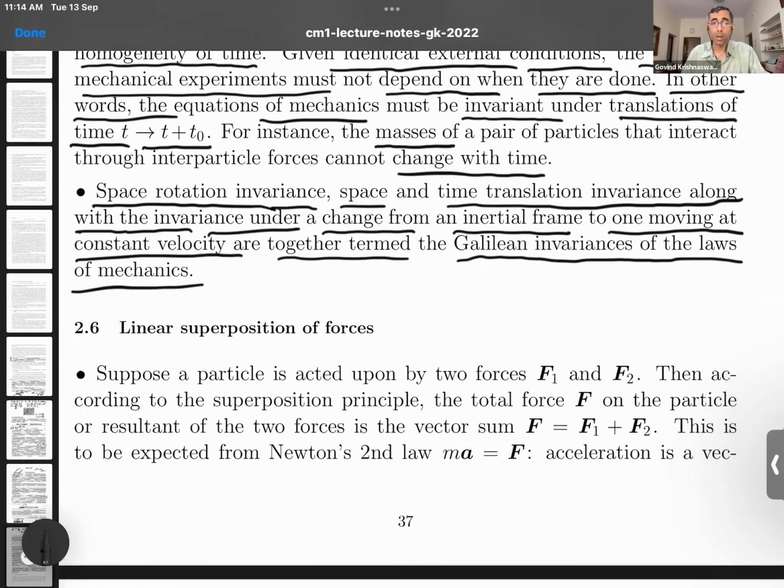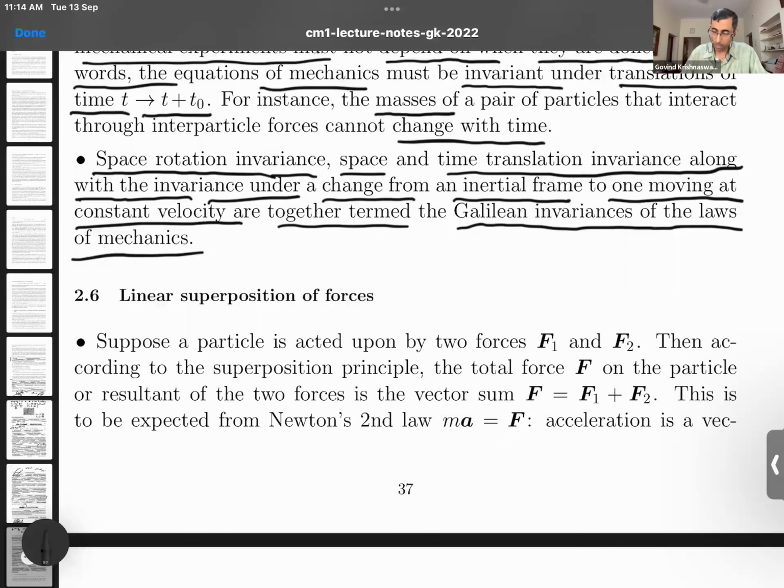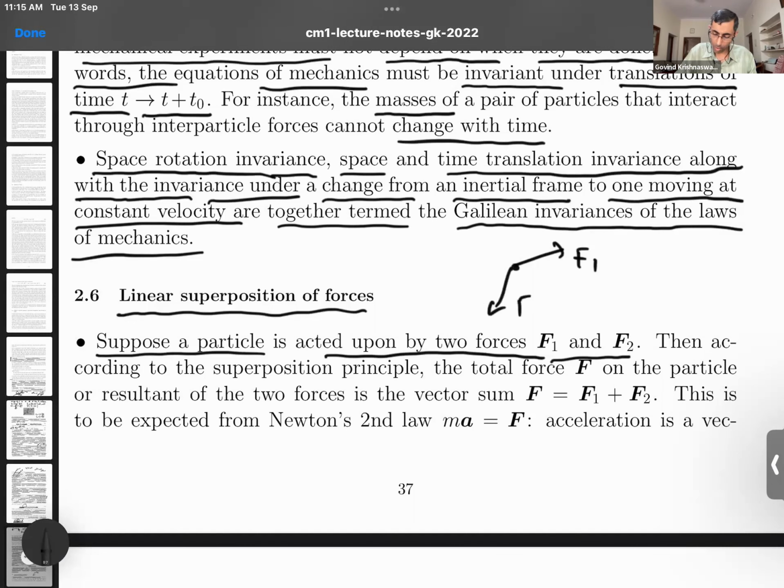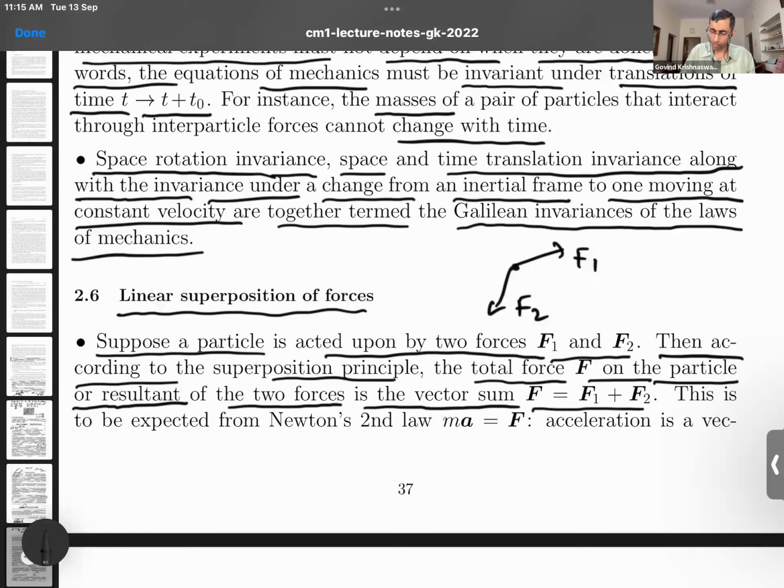Okay, so now I come to another important feature, which is called the linear superposition of forces. Suppose a particle is acted upon by two forces, F1 and F2. So you have a particle that is acted upon by two forces, F1 maybe this way and F2 that way. Then according to the principle of superposition, the total force F on the particle is called the resultant of the two forces, and it is the vector sum F equals F1 plus F2.